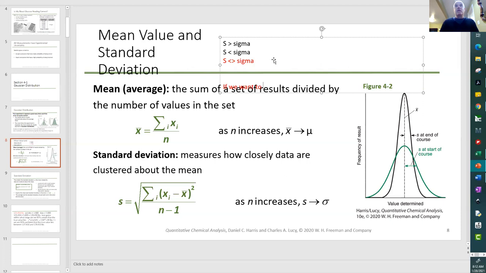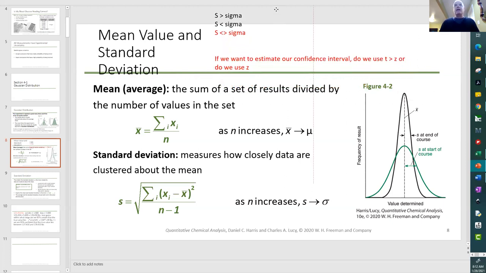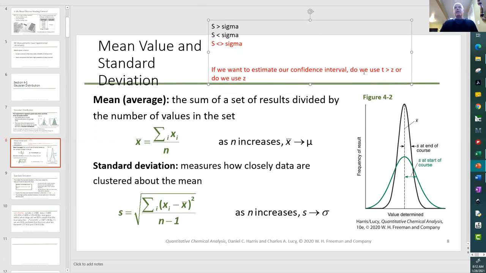So if we want to estimate our confidence interval, do we use T, which is greater than Z, or do we use Z? Okay, so this is completely unfair. But if we want to estimate our confidence interval, do we use T, which is greater than Z, or do we use Z? And this is a way of backing into something and then hearing the taillights crunch and then getting out and apologizing to the person you just backed into, because I don't really know how to teach what I'm teaching.